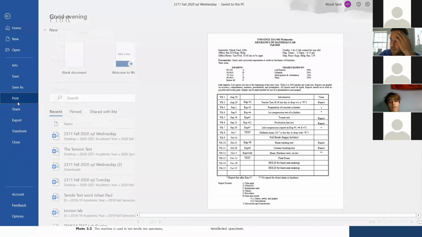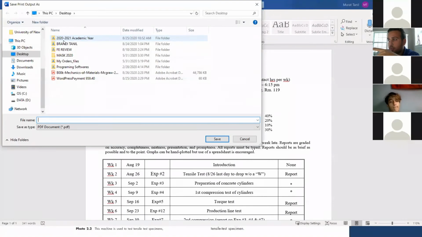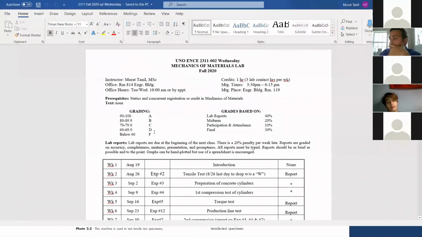Please do not submit a Word file and a spreadsheet file separately. When you finish your report and insert your tables and graphs into the Word file, you come to Print, and you print to PDF. So you print it, and you can name it, for example, syllabus. This way, I have only one file that I can use, and it's in PDF format.